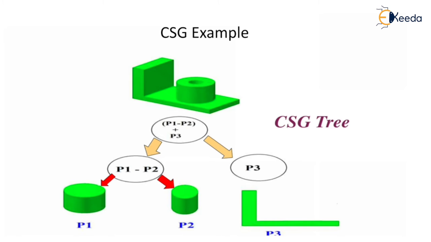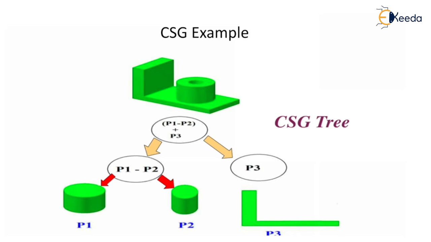CSG tree. The CSG tree is made up of different parts as shown in the figure. To formulate the above figure, that is our example to create a geometry, first I have to select a solid bracket, that is P3, which can also be created by blocks. Then I need P1 and P2, those are cylinders, one is a smaller cylinder and another is for the pocketing or cutout section, P2.